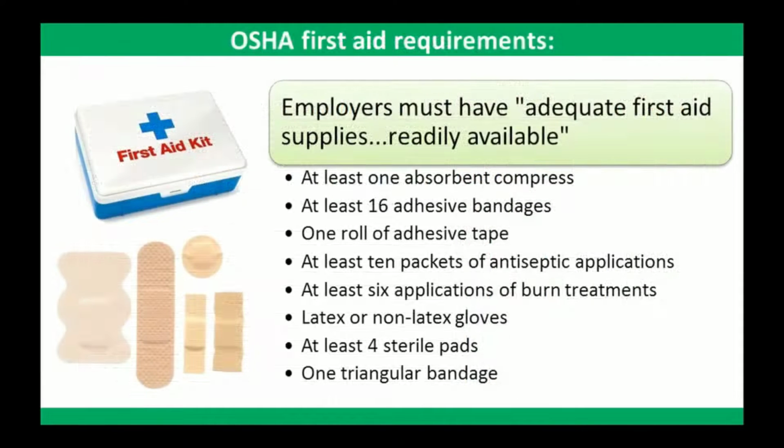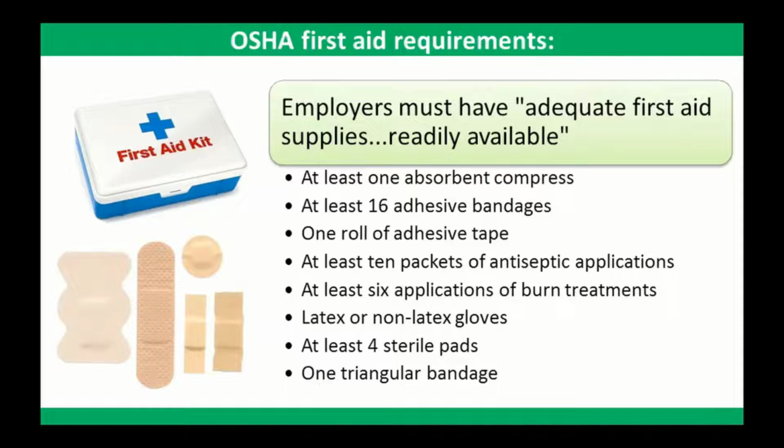OSHA First Aid Requirements. The Occupational Safety and Health Administration, OSHA, has certain requirements regarding first aid and CPR preparedness in the workplace. First aid supplies should be readily available to all employees. OSHA Standard 1910.151b states that an employer must have adequate first aid supplies readily available, although specific first aid supplies are not listed in the standard. OSHA does not have a minimum requirement, but ANSI, American National Standards Institute, does.